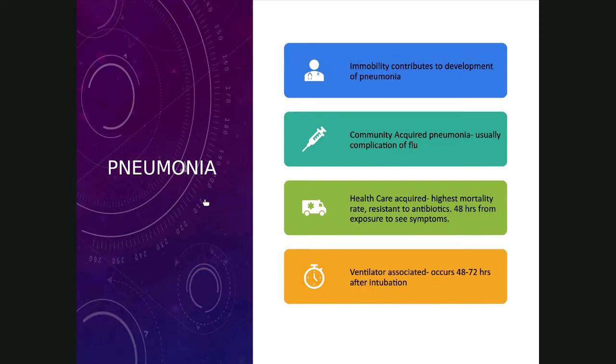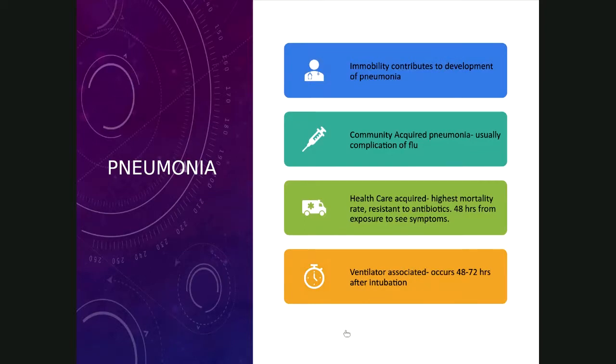Anytime you've got someone who's not taking deep breaths, who's not mobile, fluid secretions are just hanging out in the body, and that gives bacteria an opportunity to grow or a virus to get in there and do damage. You have community-acquired pneumonia, which again is usually a complication of the flu, and then you have healthcare-acquired pneumonia, which is usually resistant to antibiotics, and you'll usually see it about 48 hours from exposure to the symptoms.